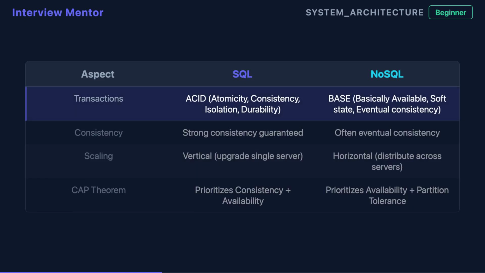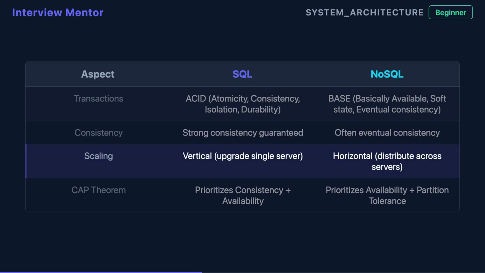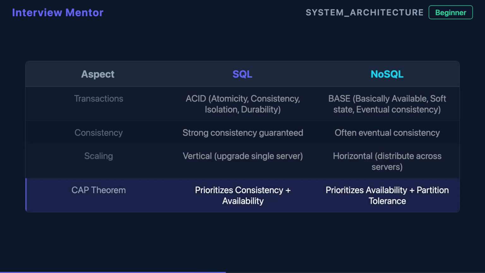SQL databases enforce ACID transactions, guaranteeing consistency and reliability. NoSQL databases often prioritize availability and partition tolerance, trading strict consistency for better performance under the CAP theorem. SQL typically scales vertically, adding more power to a single server. NoSQL scales horizontally, distributing data across many servers.